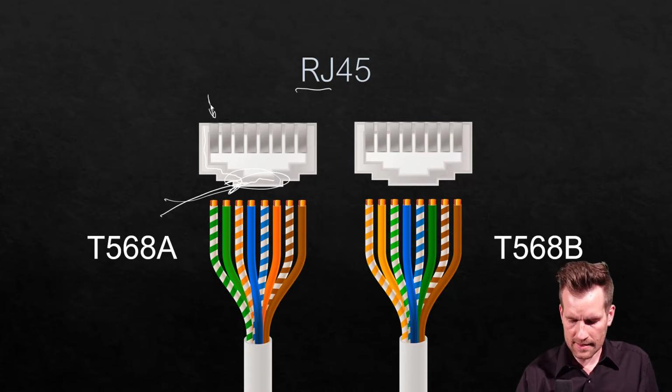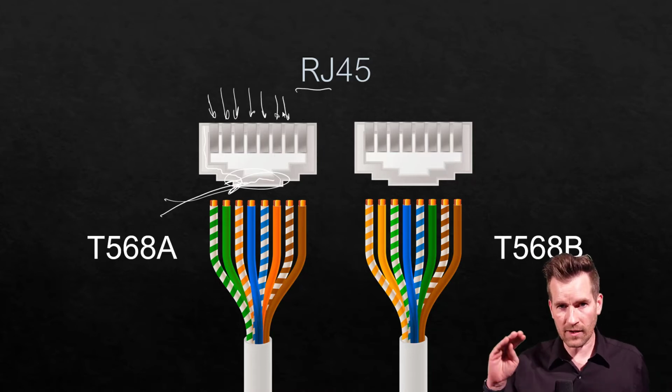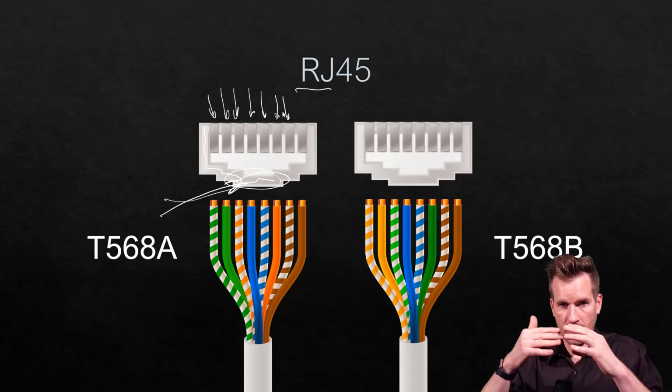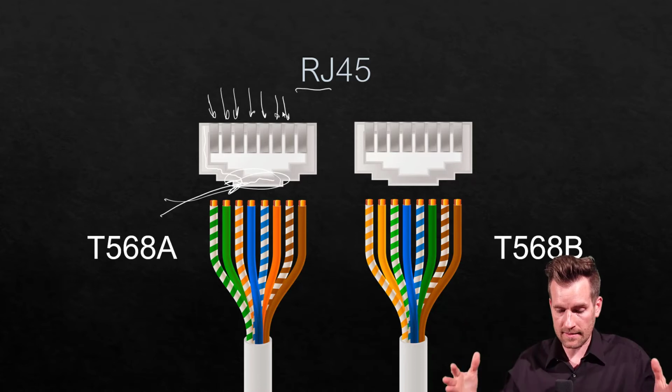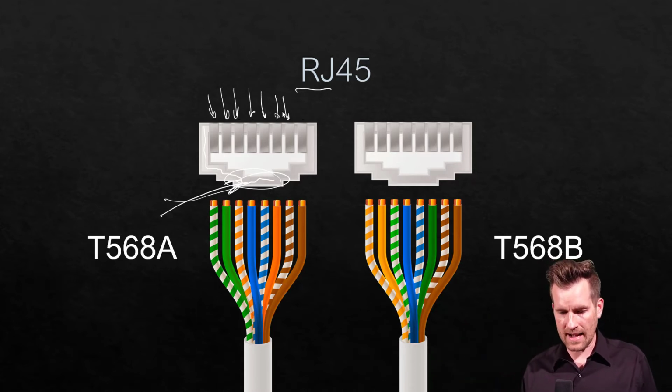And then each one of these are the conductors. And so when this slides into a piece of equipment, those conductors make contact with conductors of the network interface card, and therefore we complete the whole circuit. So these are the RJ45 connectors.